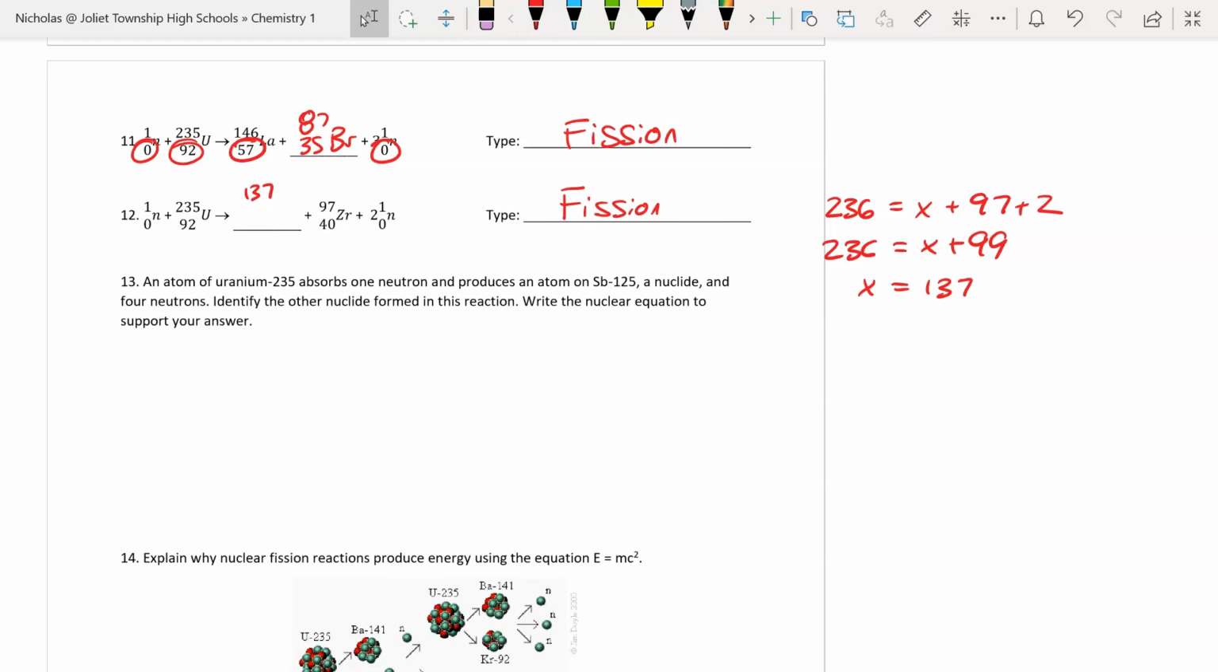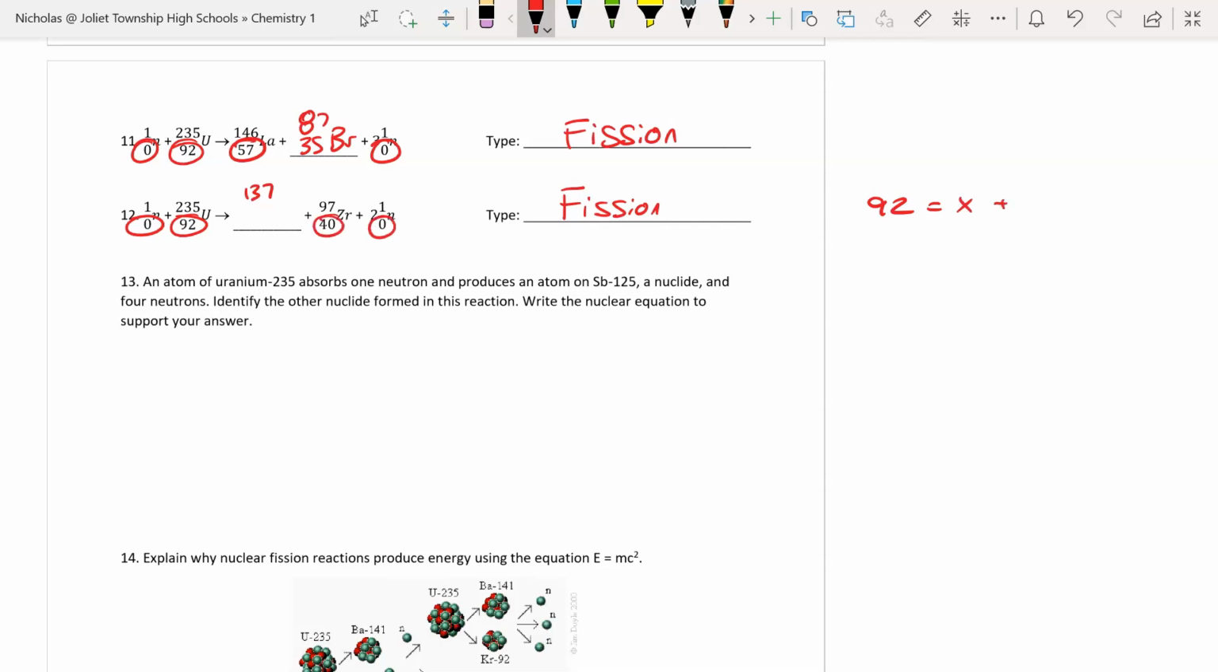All right, and let's do the same thing with our protons. So this will be 92 and 0. We'll just leave that as 92. And we don't know because we have a blank, 40 and 0. So x is going to be 52 because we subtract 40 from both sides. And this is Te.